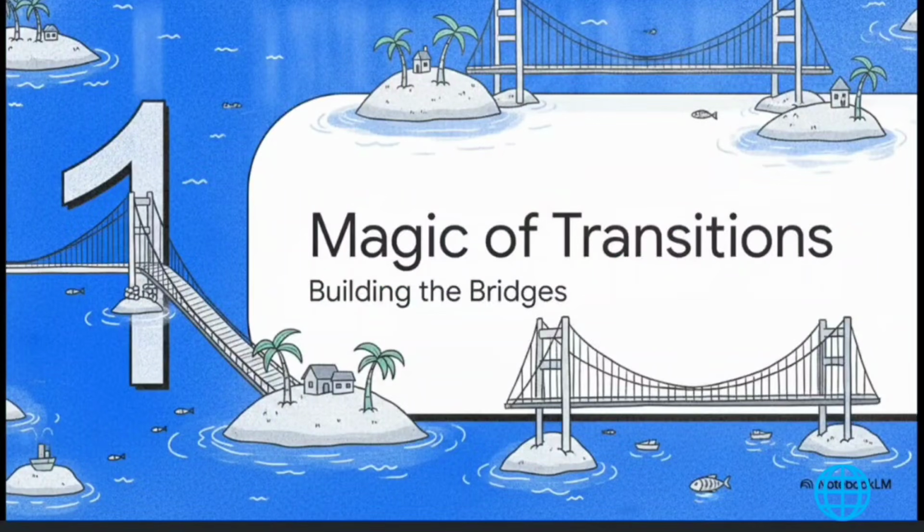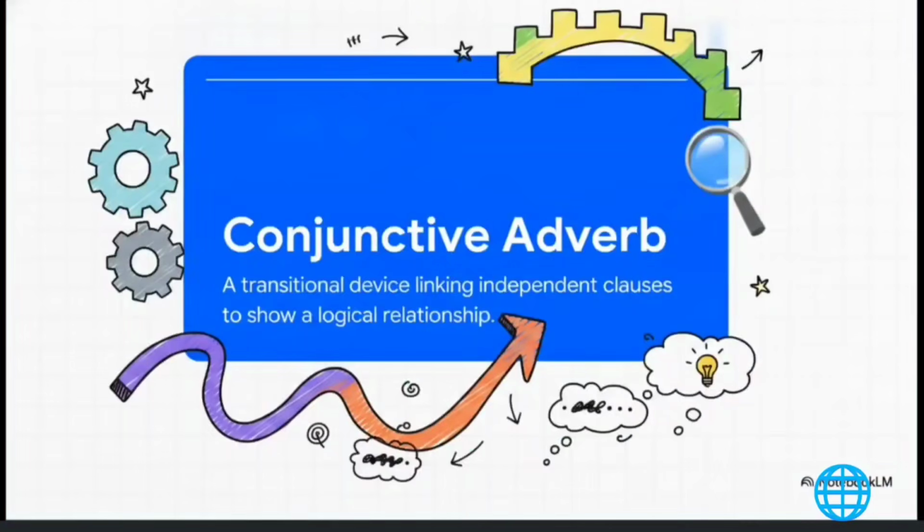All right, part 1, the magic of transitions, or as I like to call it, building the bridges. Think of your complete thoughts as these little isolated islands floating in the ocean of your paragraph. To travel from one to the next, you literally need sturdy bridges. Now, you might have heard the totally intimidating grammar term conjunctive adverb, but let's just call them our smart connectors.